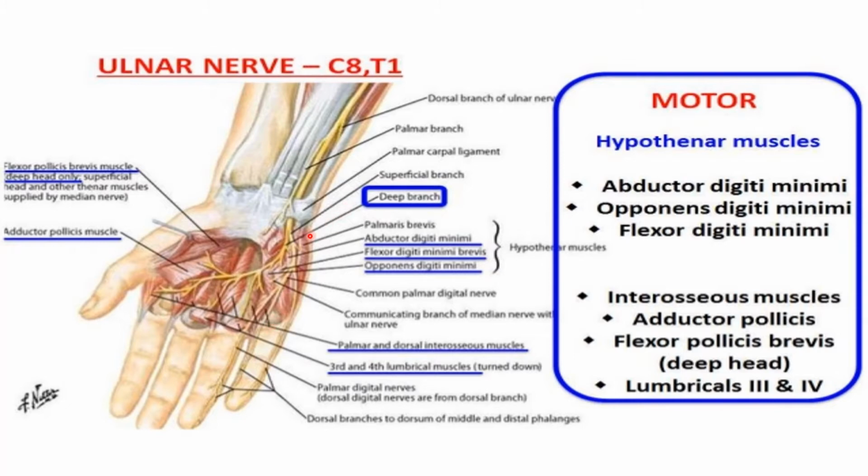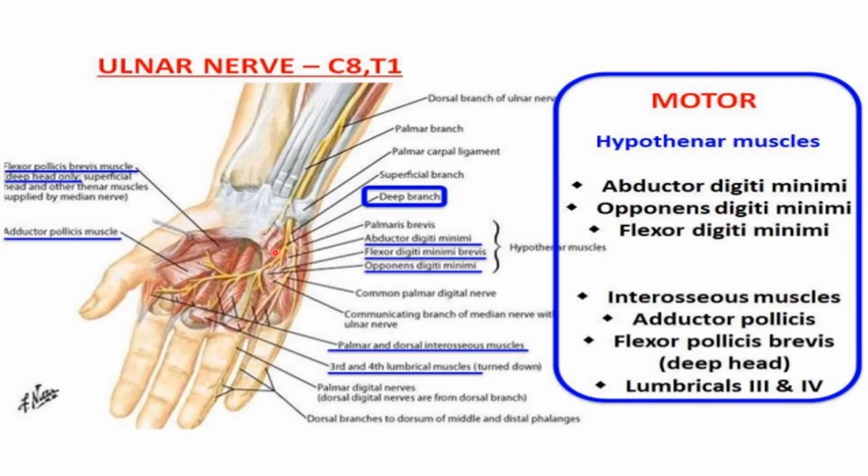You have to remember at which point the ulnar nerve is divided into superficial and deep branch, which part the superficial branch supplies, and which muscles the deep branch supplies. You also have to remember that it has a palmar cutaneous branch and a dorsal cutaneous branch. The palmar cutaneous branch is superficial and supplies the palmar side of the medial side of the palm, and the dorsal cutaneous branch supplies the dorsum of the medial side of the hand. So you have to memorize these things. This is very important.